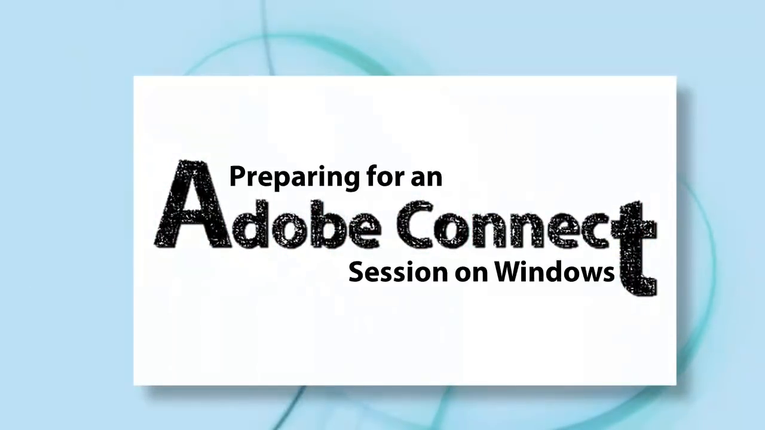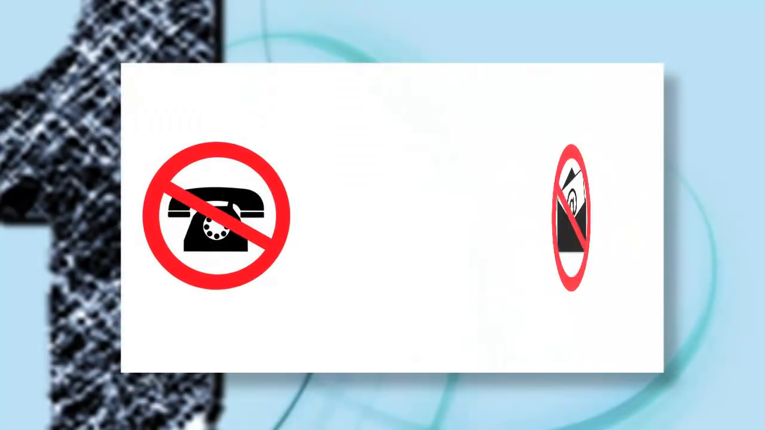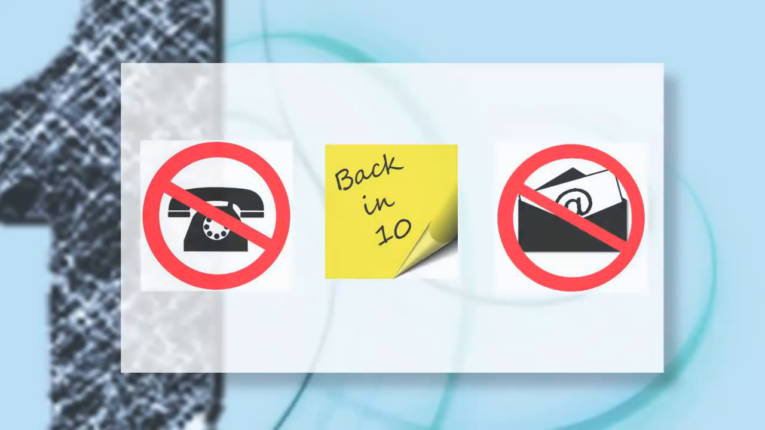Preparing for an Adobe Connect session on Windows. 1. Minimize distractions and interruptions by turning off phones and email. Let others around you know that you will be unavailable and for how long. Post a note on your office door.